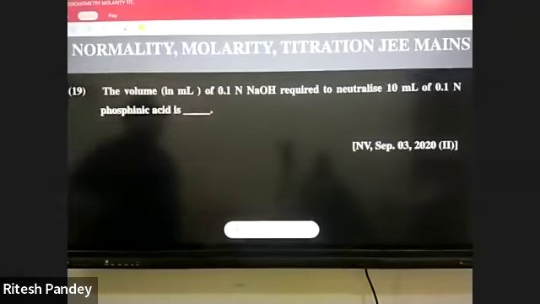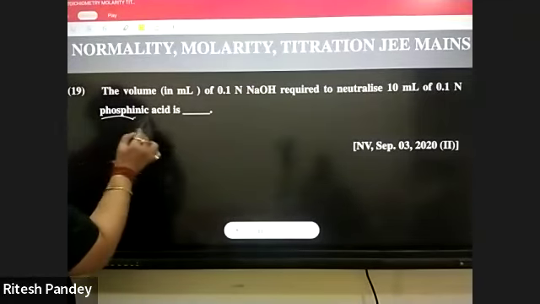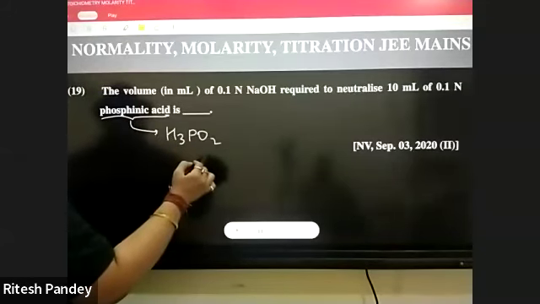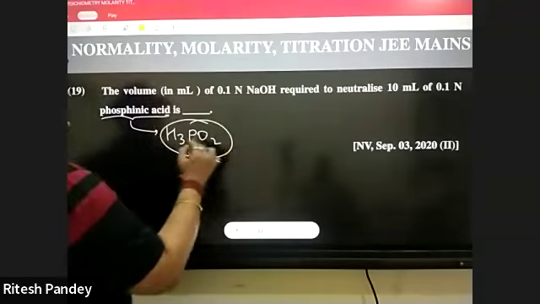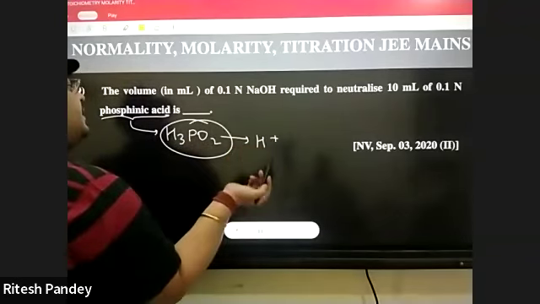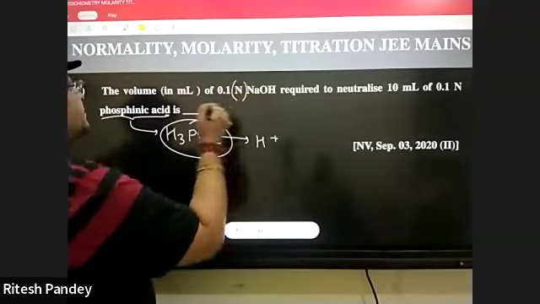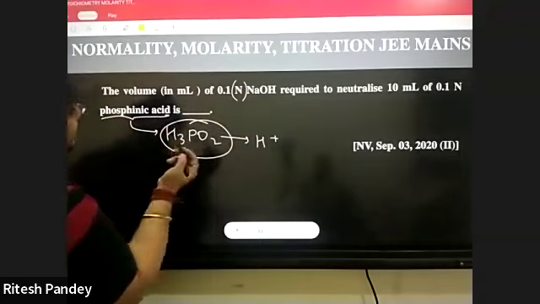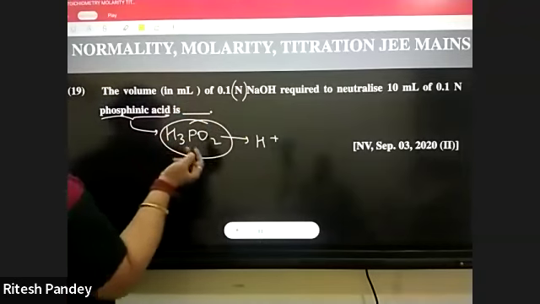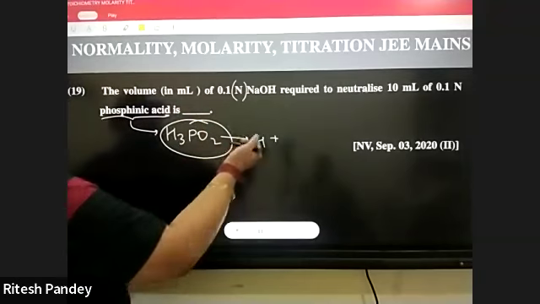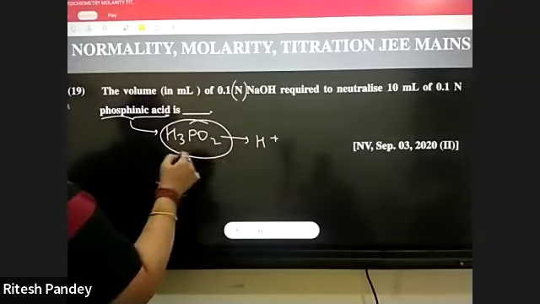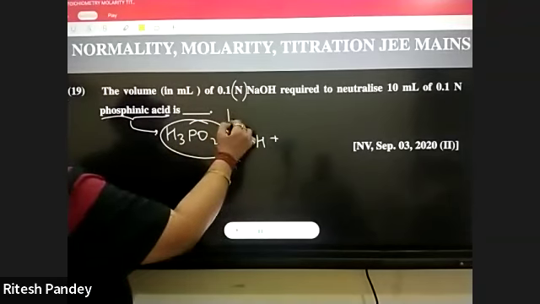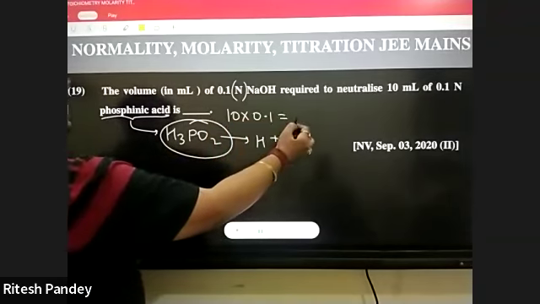Question 19. Phosphoric acid. First of all, phosphoric acid is H3PO4, but whether it is H3PO2 or H3PO3 or H3PO4 makes no difference, because normality is given, so this will not make a difference. Somebody may complain that you don't know the formula or the basicity of phosphoric acid. First of all, it's tribasic, but that would not make a difference because normality is given, and 10 into 0.1 is equal to V into 0.1.